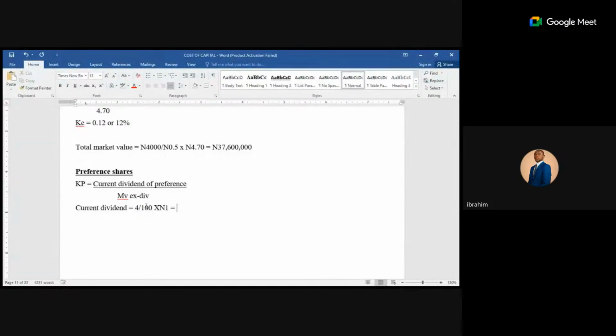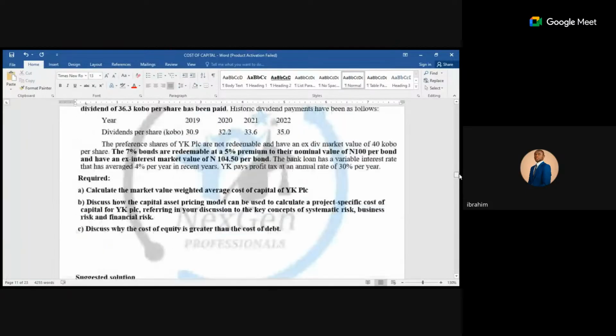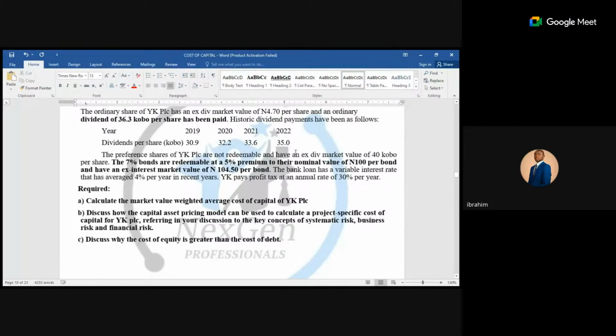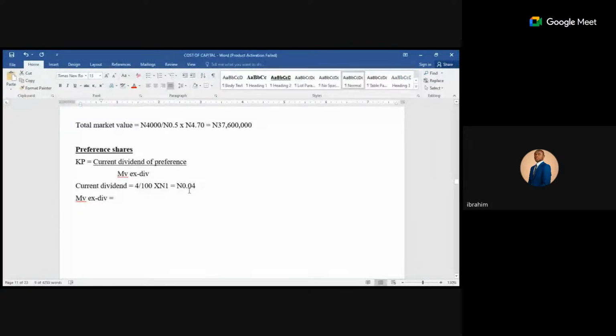So what do we have here? 0.04. So the market value ex-div for preference share is given to us. What is the market value of preference shares ex-div? 40 kobo. So let's just convert that 40 kobo to naira, because this is in naira already. Let's divide it, so that you have 0.4. Is this 0.4? Correct. Can you see why I have to convert it? Because you have the current dividend in naira. It's very important, please.